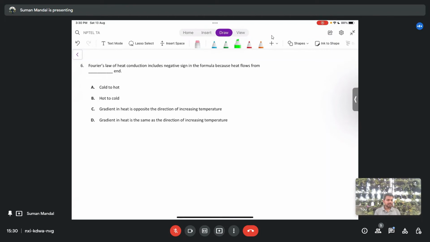Fourier's law of heat conduction includes the negative sign in the formula, and why is that? Option A: because heat flows from the cold to hot region. Option B: because heat flows from the hot to cold region. Option C: gradient in heat is opposite to the direction of increasing temperature. Option D: gradient in heat is the same as the direction of increasing temperature. What is the answer for this question? B and C. Can you repeat? Option B or option C, both are. Option B, okay.